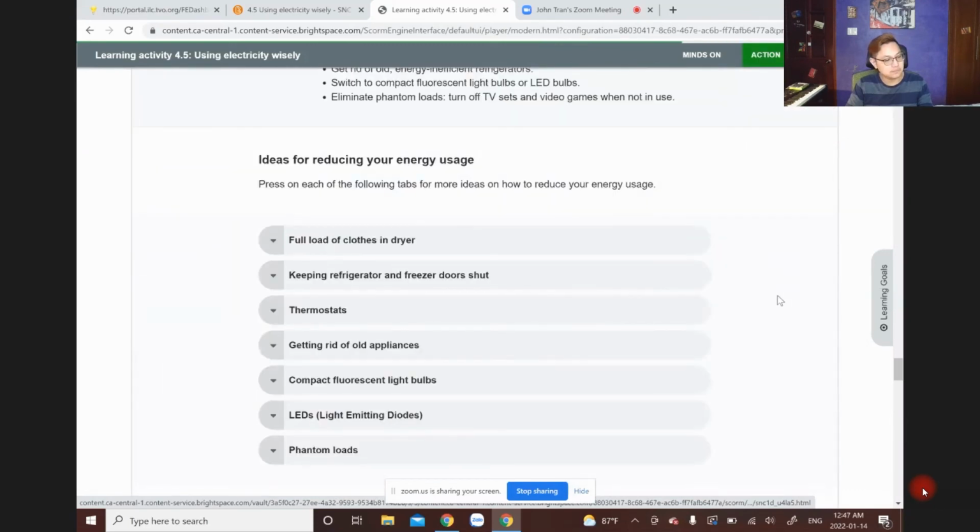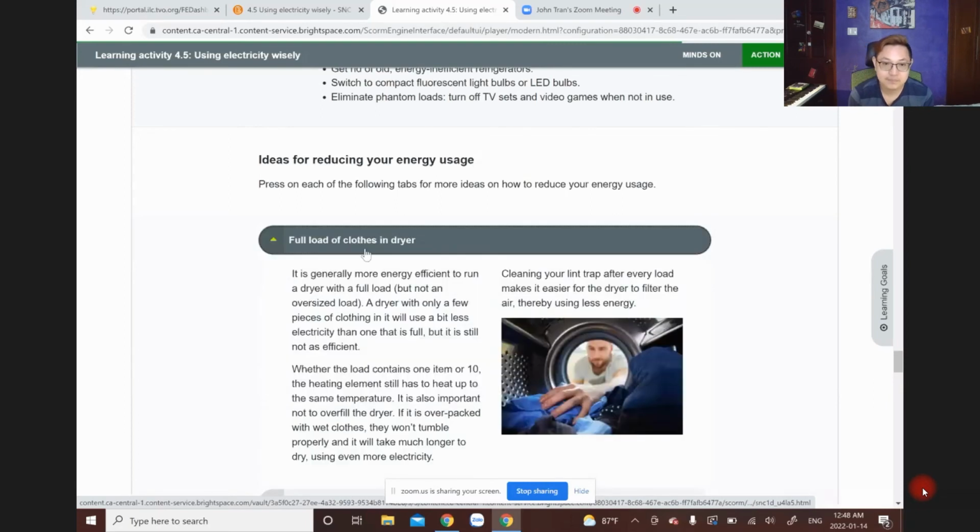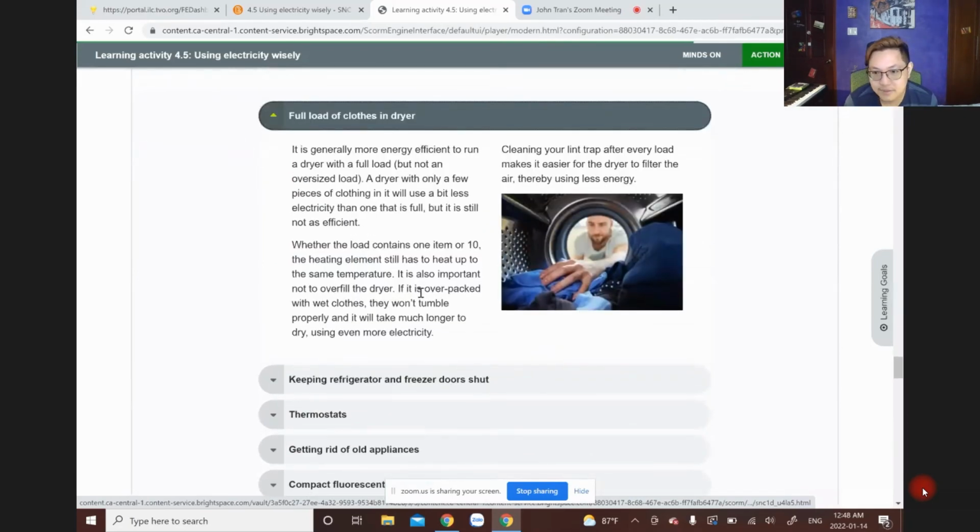Ideas for reducing energy usage. Use a full load of clothes in the dryer. Keep the refrigerator and freezer doors shut.